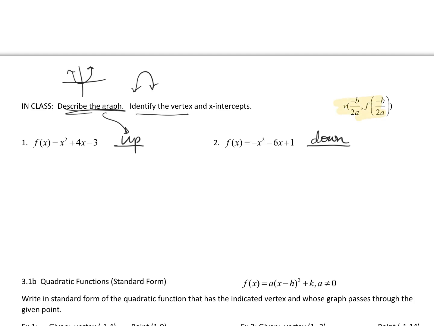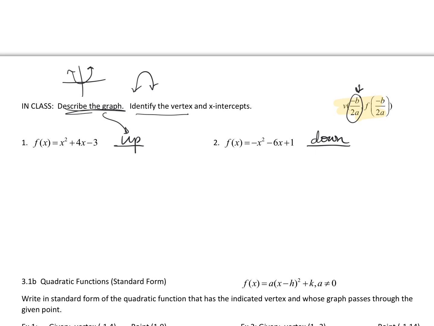You do have to know this formula. Yes, it's not on a chart for you. So sorry. But here's the thing. All you really have to remember is this one right here. To find x of your vertex, it's negative b over 2 times a.